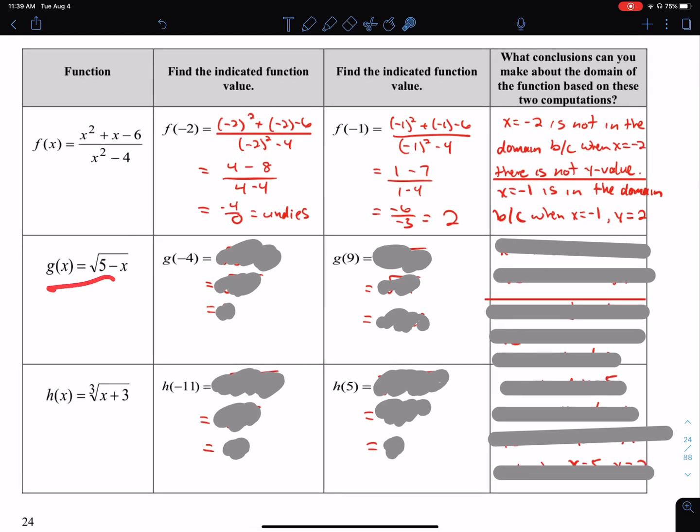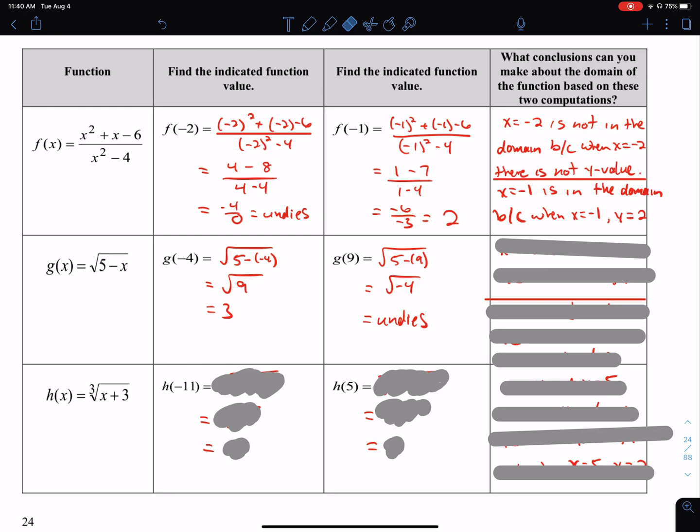Let's look at g of x, which is the square root of 5 minus x. If we put a negative 4 into this, 5 minus a negative 4 is like 5 plus 4. The square root of 9 is 3. What if we put 9 in? 5 minus 9 is negative 4. The square root of negative 4 is undefined. It's 2i. We do not use imaginary numbers in here, so this is undefined.